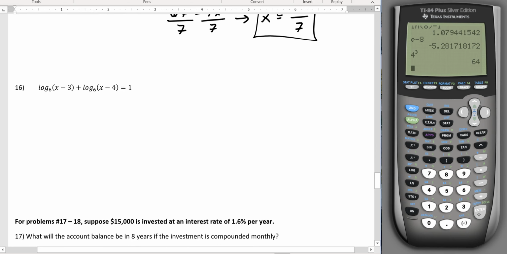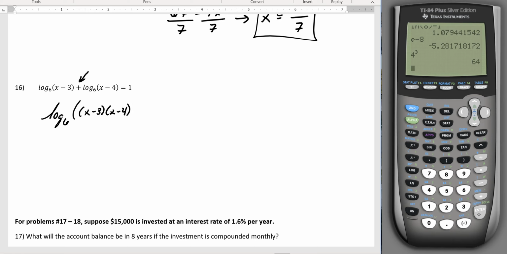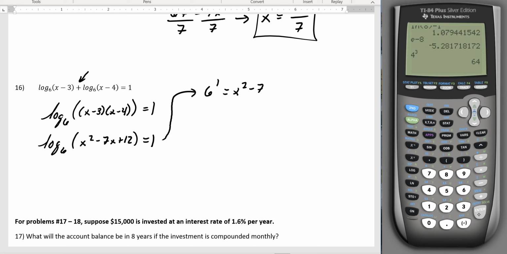16 is multiple logs, which means we need to combine these to become one log. To do that, we can use those properties. So since we are adding, this can be written as multiplication. So log base 6 of (x minus 3) times (x minus 4) equals 1. So I'm going to need to multiply this out here. So log base 6 of x squared minus 7x plus 12 equals 1. And then from here, I can convert this to exponential form. So this would be 6 to the first power equals x squared minus 7x plus 12.